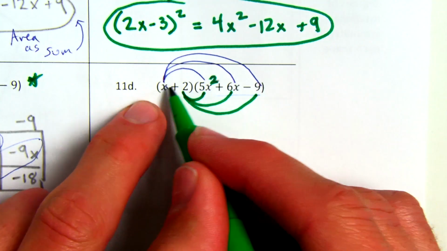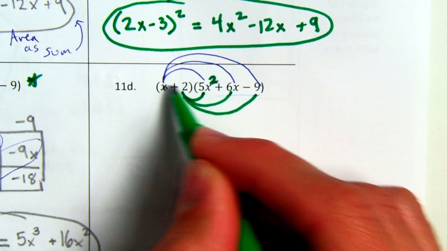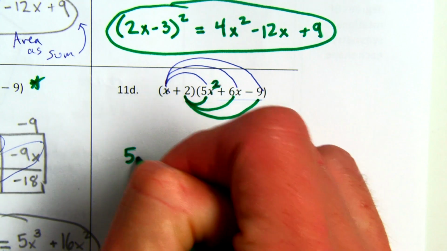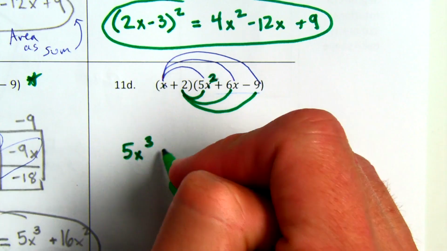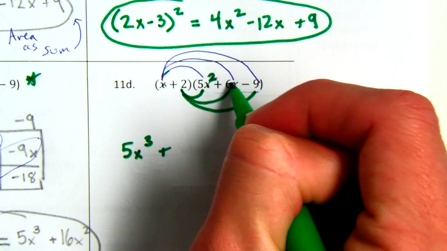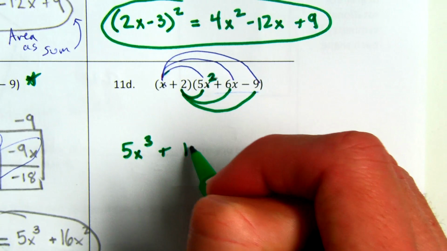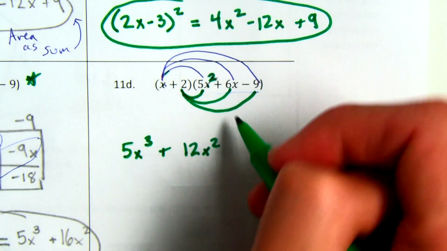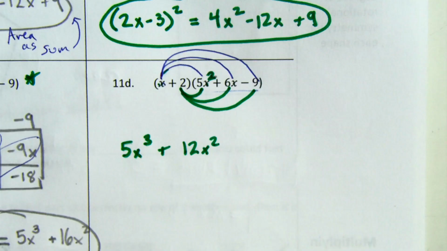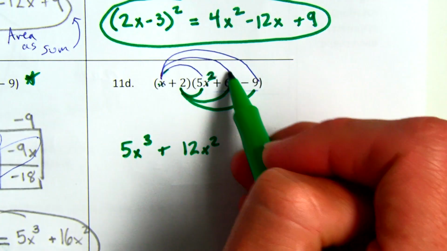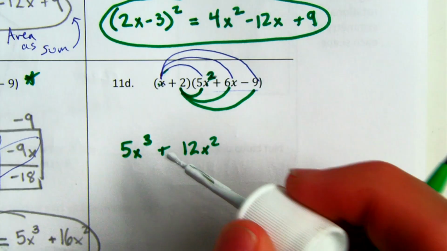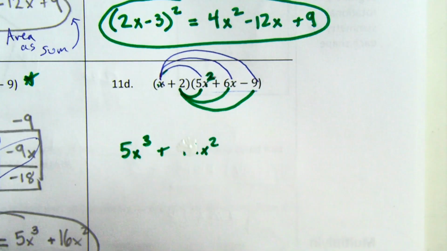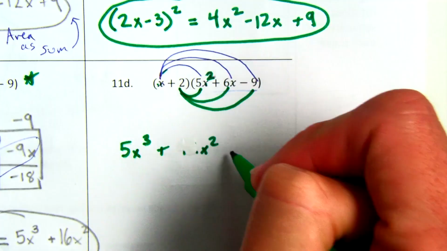x times 5x squared. x times x squared is x to the power 3, plus x times 6x, 12x squared, because x times x is x to the power 2. And I'm sorry, 6x times x, good thing I got white out, that's just 6x squared. Alright, while that's drawing, we have x times negative 9, that's negative 9x.